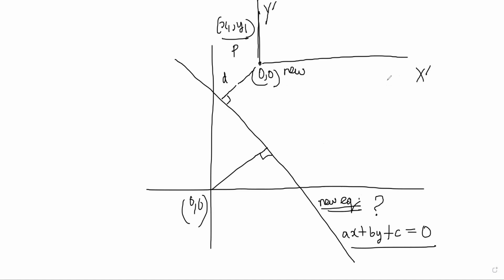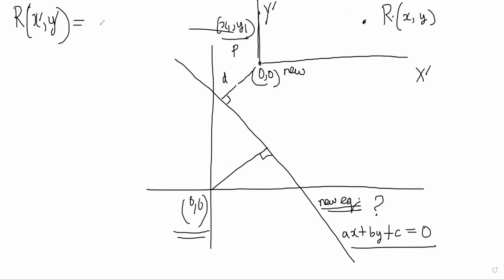So it is very easy to figure out that if any point was there, some point R, let's say, which was called, let's say x comma y, this is in the old origin. So R is with respect to this, right? x comma y. Now R with respect to new origin will be x dash comma y dash, which will be equal to x minus x1 comma y minus y1, right?